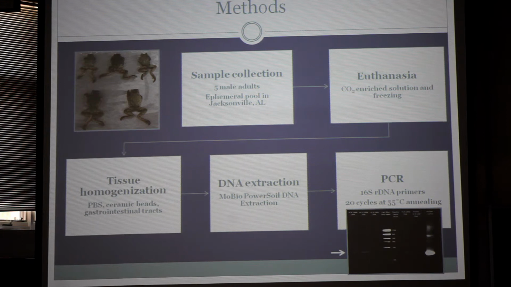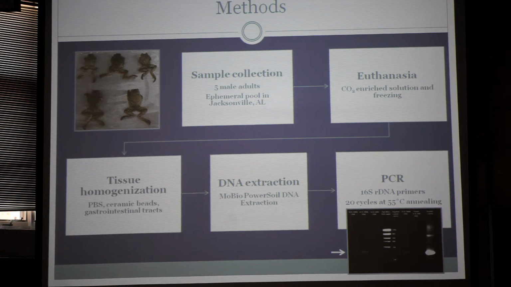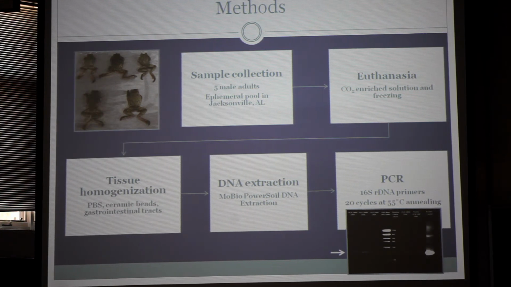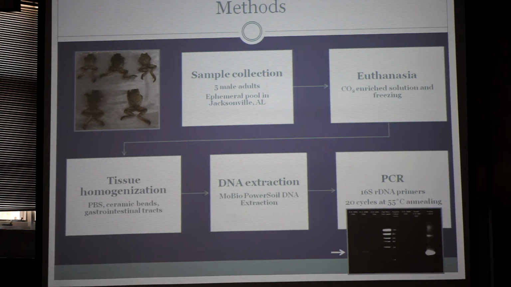I then dissected out their intestinal tracts, and I dissected from the stomach all the way down to the end of the intestines. And then I homogenized those digestive tracts separately in a PBS solution with ceramic beads by vortexing it for 5 minutes. It was completely homogenized. After homogenization, I extracted DNA from a pooled sample of those gastrointestinal tracts.